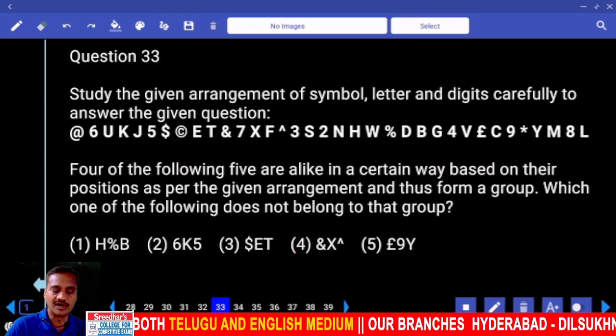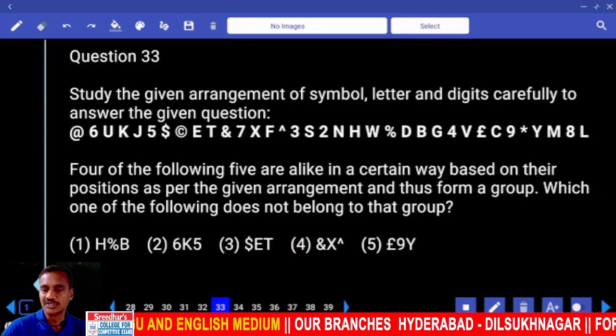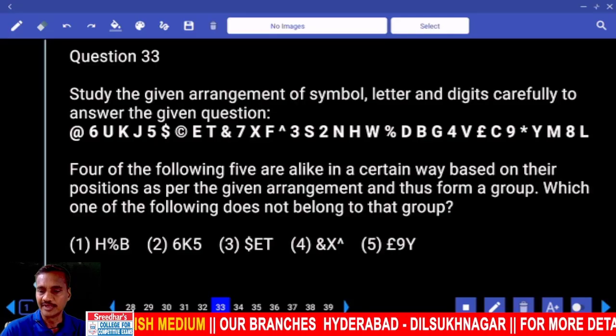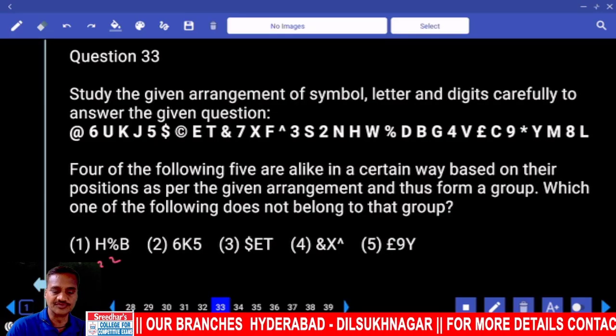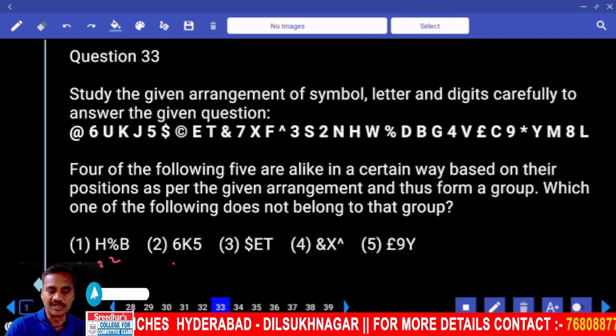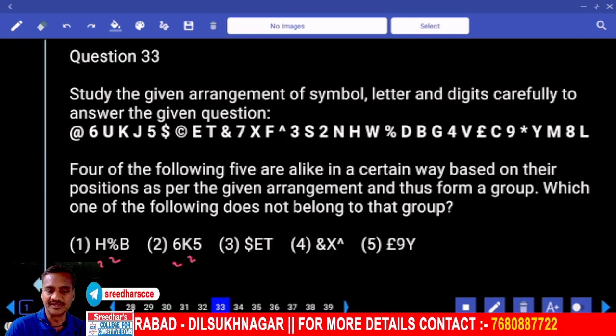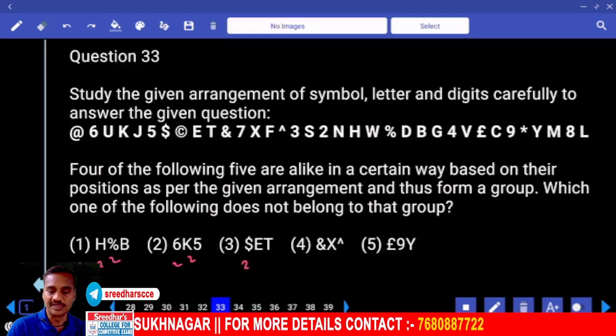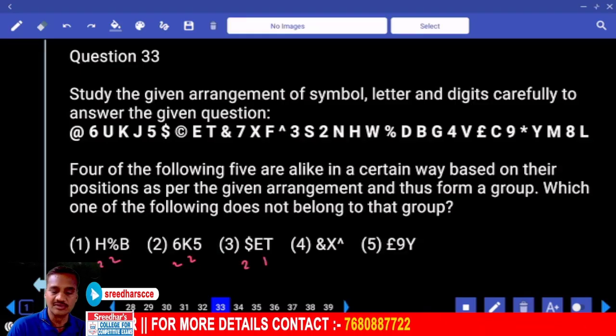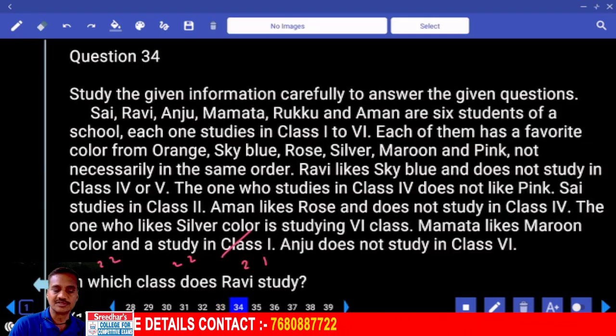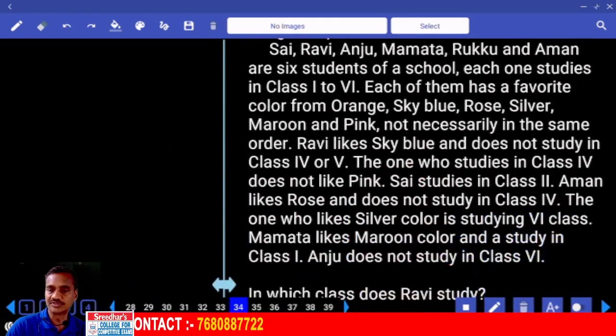Then 33, odd one out. H, percentage: H and percentage, plus 2 and plus 2. Now 2 and 2 is the difference. 6K and 5: plus 2, plus 2. Dollar E and T: plus 2, plus 1. Here the difference is 2 and 1, and in the remaining we have 2 and 2. So 33 is choice 3. Then 34 onwards.